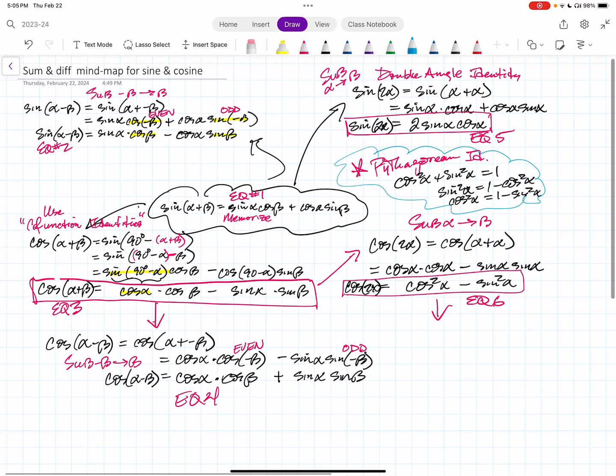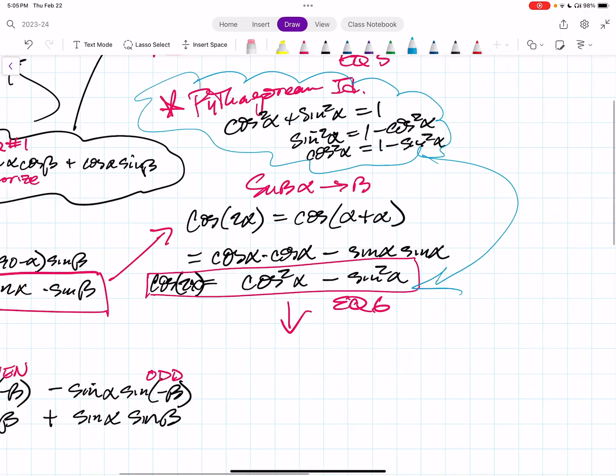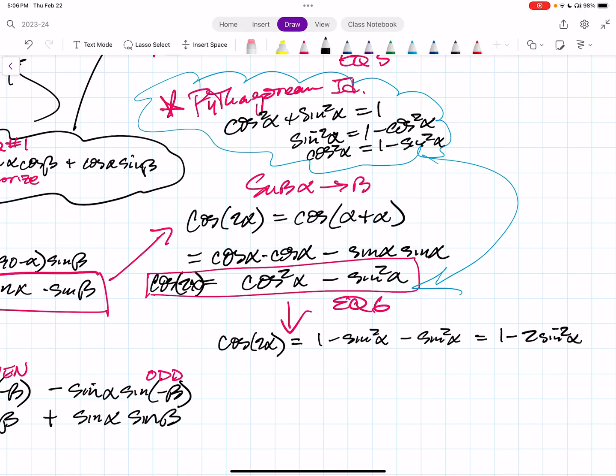What I'm going to do is bring it in here and rewrite it. Because if you want to zoom in here, I can replace this. I can get a new double angle formula for cosine of 2 alpha by simply replacing cosine squared alpha with its equivalent, which is 1 minus sine squared alpha, minus this other sine squared alpha. And if you simplify that, you get 1 minus 2 sine squared alpha. Okay? So that's another identity.